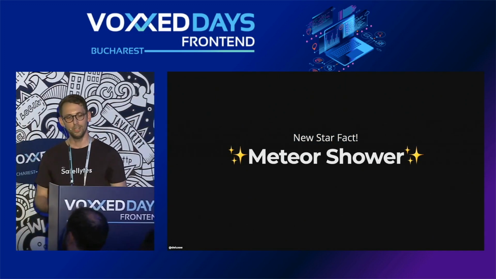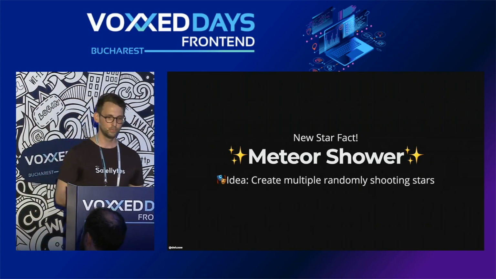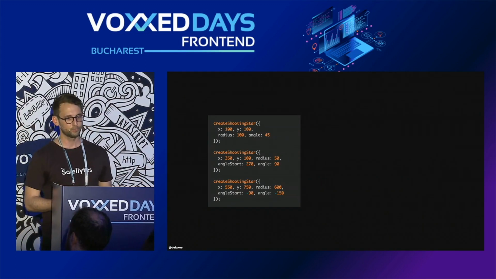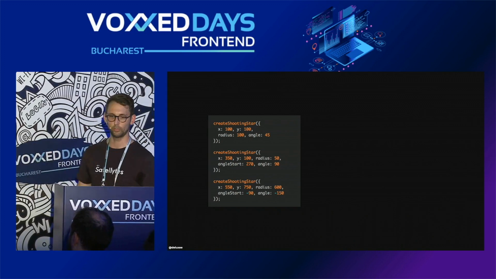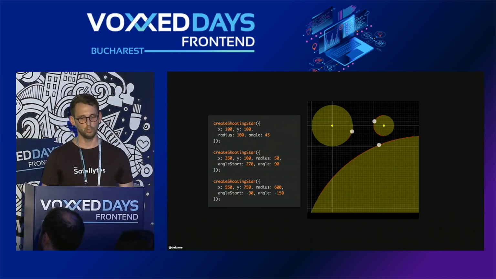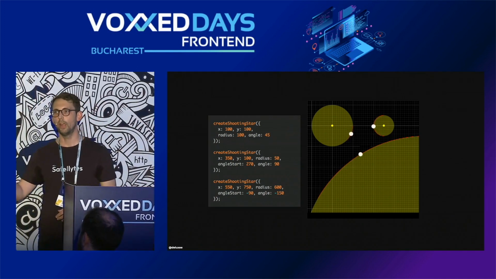And the idea is to create multiple random shooting stars. So we use our createShootingStar function to create 3 different configurations. And the result is multiple shooting stars again. But they all start at the same time and they're shooting forever and ever.